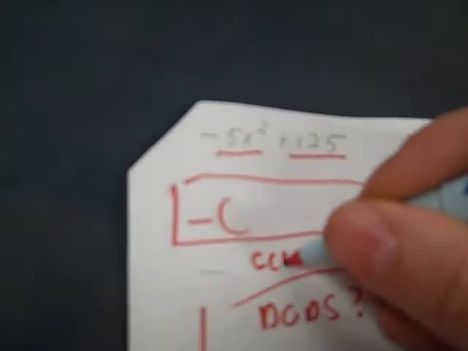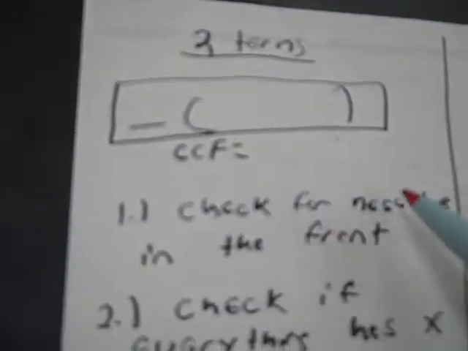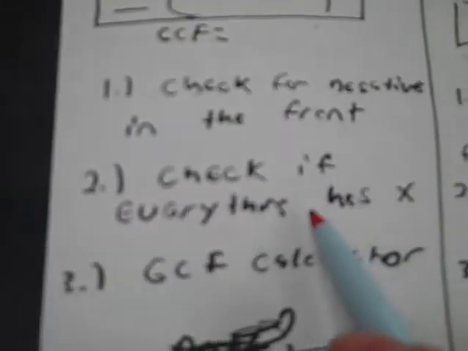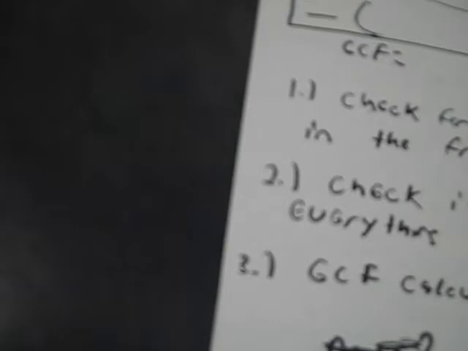Okay, so our GCF, got to really be careful here. Check for the negative in the front. It's there, so our GCF has to be negative. Check if everything has x. Now that has x to the second. That does not have x, so I will not be dividing by x. Okay, now GCF calculator, your 5 and 125, and see what you can divide those by. Looks like it's 5. So negative 5 is the GCF.